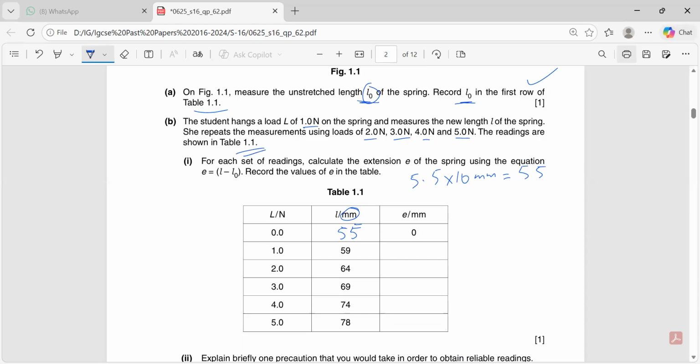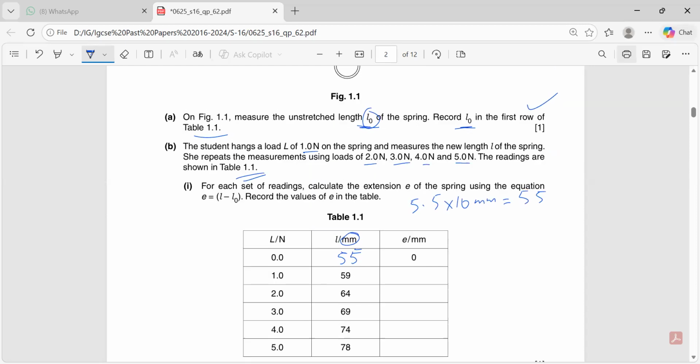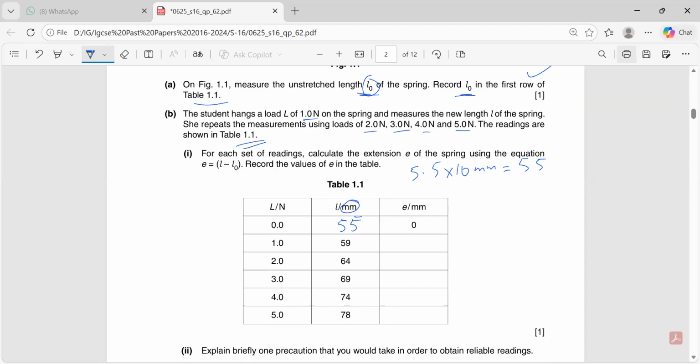So it means we will be planning to plot a graph so that we can reach a conclusion, and then we can analyze a graph by the shape of the graph, the gradient of the graph, and a lot of things. So same here, my dear friends, the values are put there. For each set of readings, calculate the extension of the spring using the equation E is equal to L minus L0. This one is L0 and all other values are L.